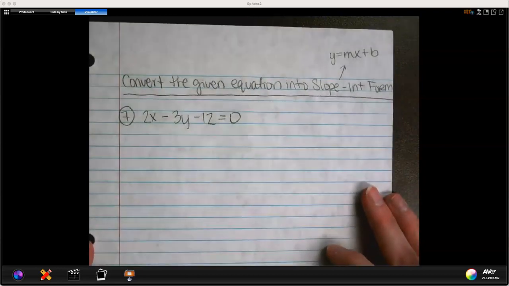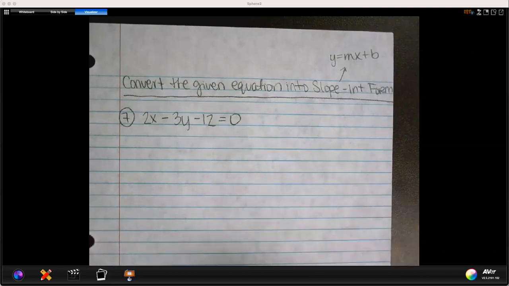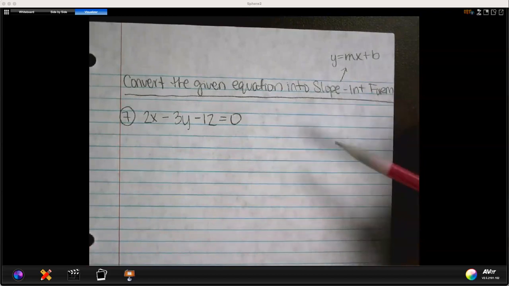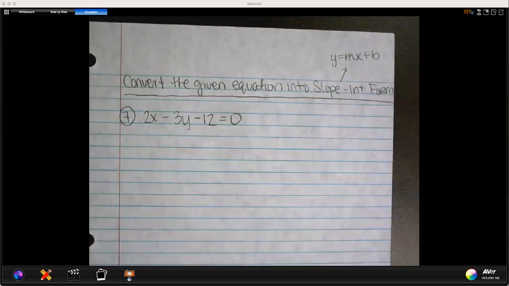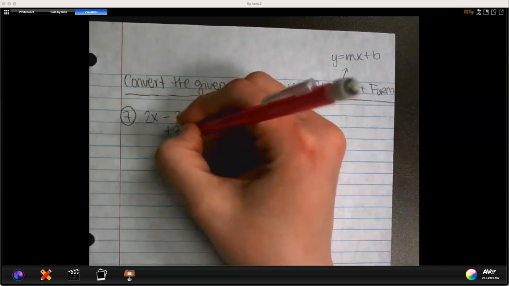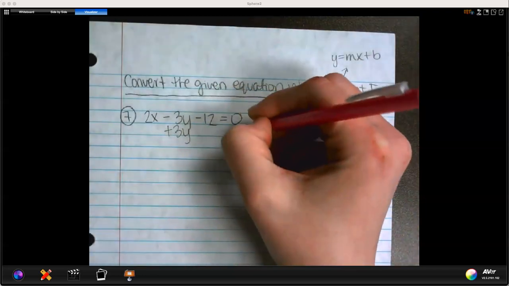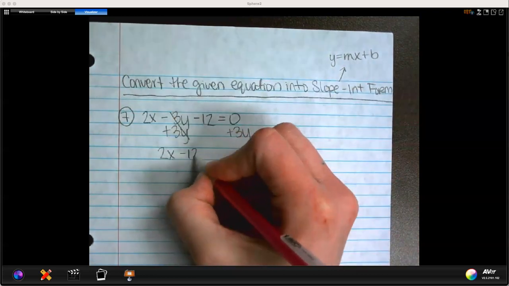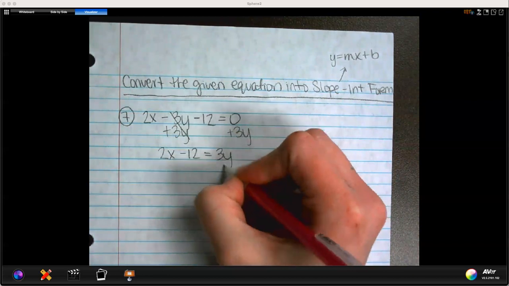Okay, so number 7 is 2x minus 3y minus 12 equals 0. Our goal is to get it to look like y equals mx plus b. What would be my first step towards getting it there? Good. Add the 3y to the right side. So I get 2x minus 12 equals 3y.